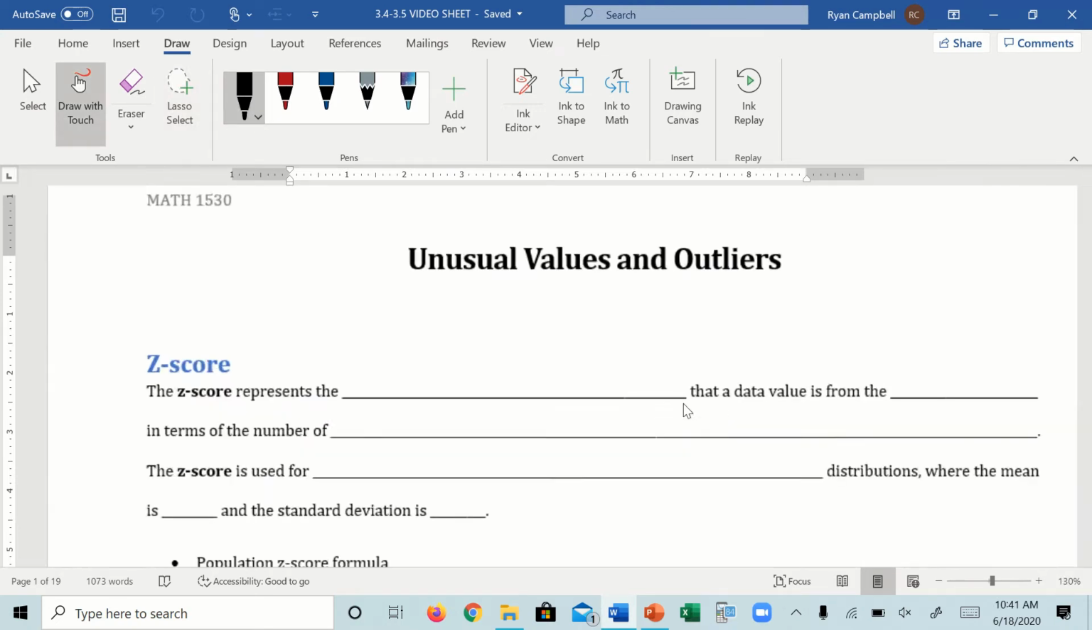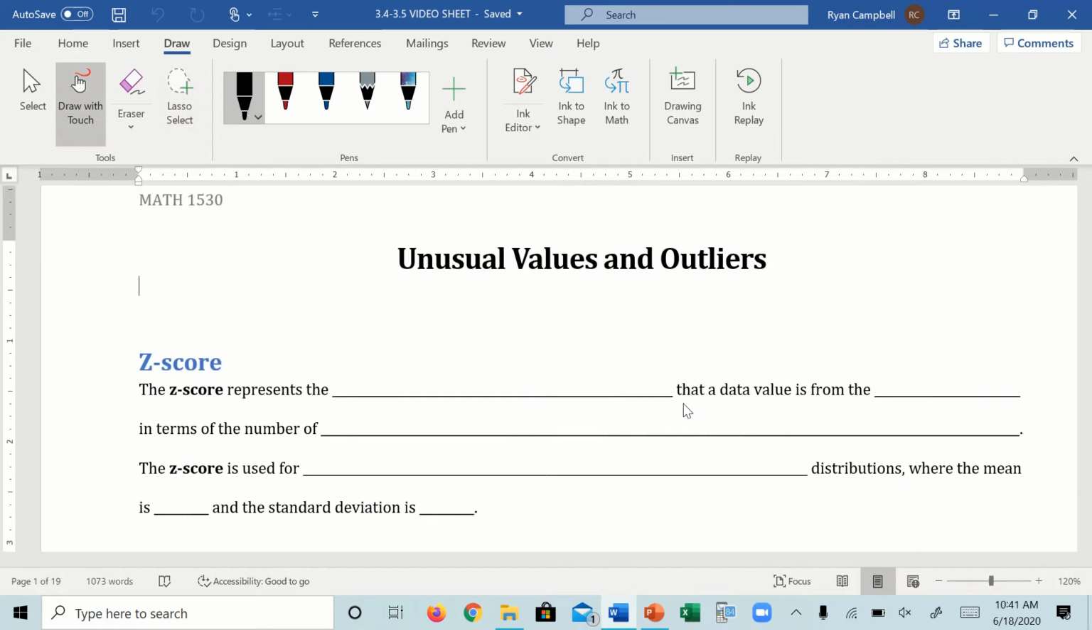So in this section, we're going to be talking about unusual values and outliers. So kind of the extremes that we wouldn't necessarily think about. All right. So before we do that, let's talk about a z-score.